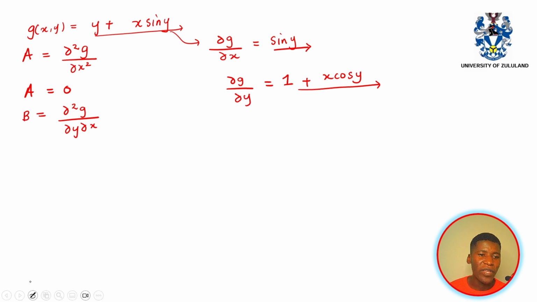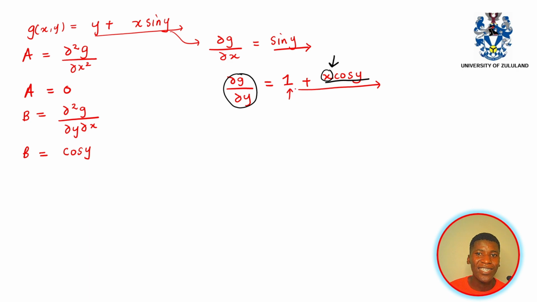That's the value of b. Always take the partial derivative in terms of y, then differentiate it in terms of x. So you look where there is x here. Where there is x, we just differentiate. If we differentiate correctly, we're supposed to get just cos y. So the value of b is cos y. Because if we differentiate x here, this is just going to be 1, and 1 times cos y will be just cos y. The derivative of 1 is 0.